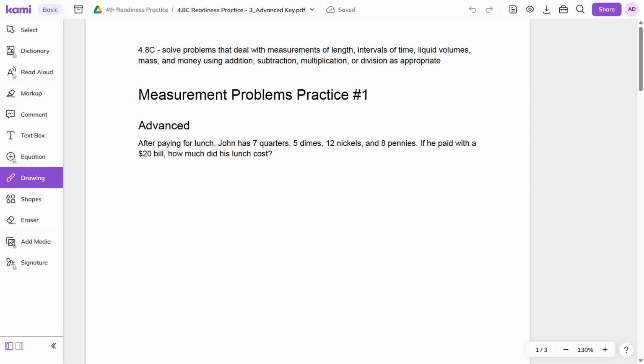Today we are looking at the fourth grade concept of measurement problems. This is 4.8C Readiness Practice, the advanced version.